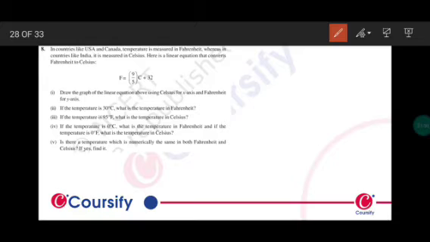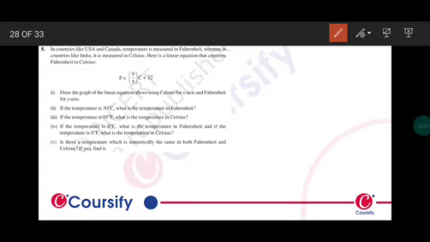If the temperature is 30 degrees Celsius, what is the temperature in Fahrenheit? If the temperature is 95 Fahrenheit, what is the temperature in Celsius? If the temperature is 0 degree Celsius, what is the temperature in Fahrenheit? And if the temperature is 0 degree Fahrenheit, what is the temperature in Celsius? Is there a temperature which is numerically the same in both Fahrenheit and Celsius? If yes, find it. So let's solve from the second part, that is if Celsius is 30 degrees.